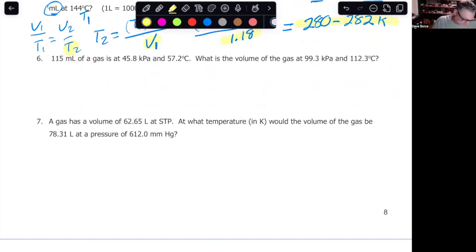All right, 115 milliliters of a gas at 45.8 kPa and 57.2 Celsius. So I've got all kinds of stuff here. I've got a volume. I've got a pressure. I have a temperature. What is the volume? So I have another volume of the gas. I have a pressure, and I have yet another temperature. And so this here, one, two, two, two.